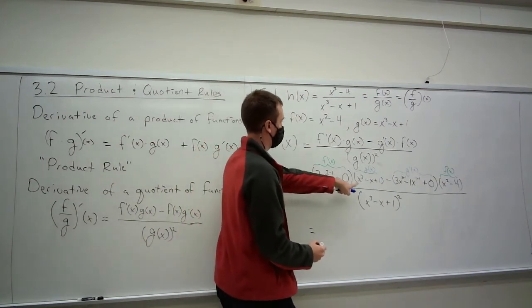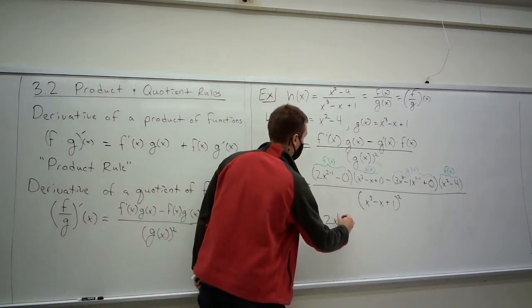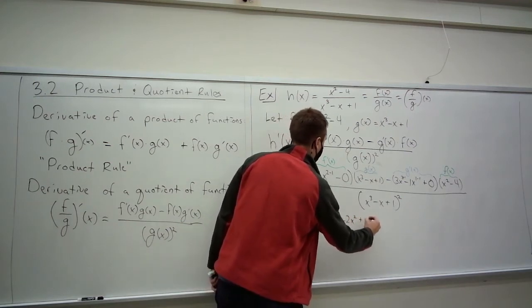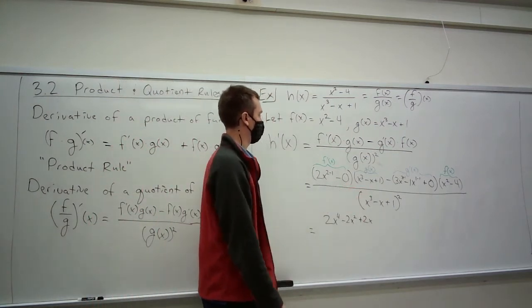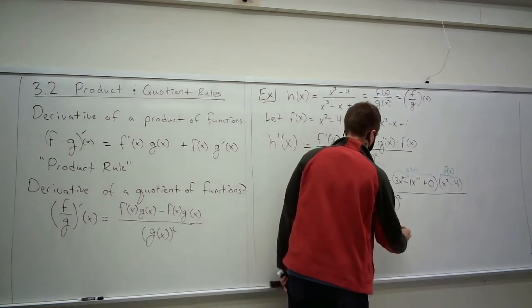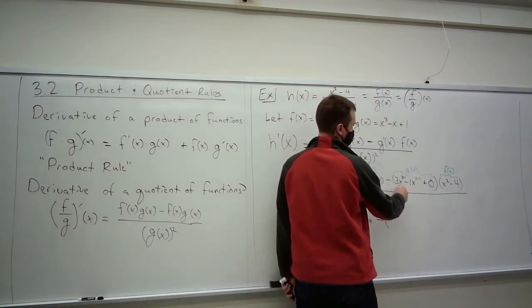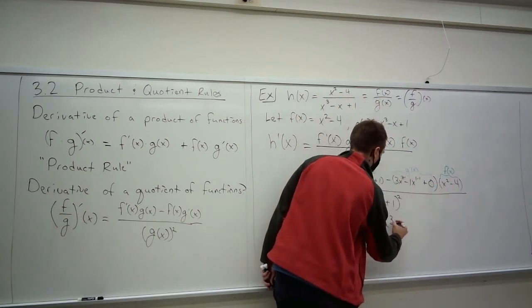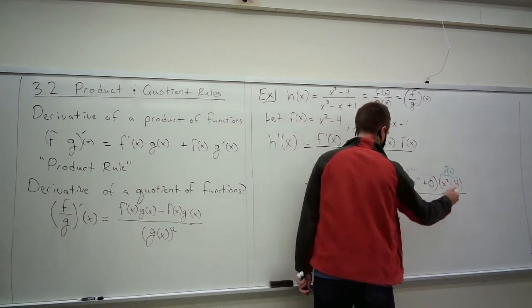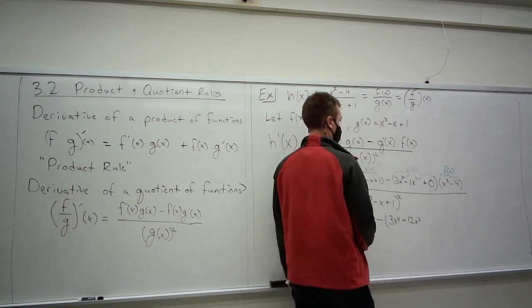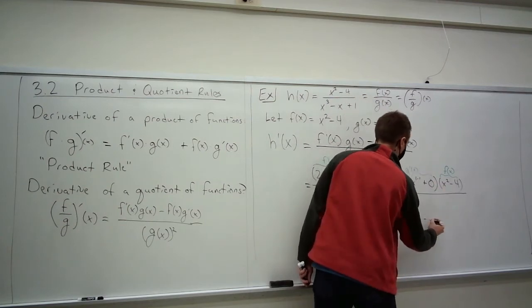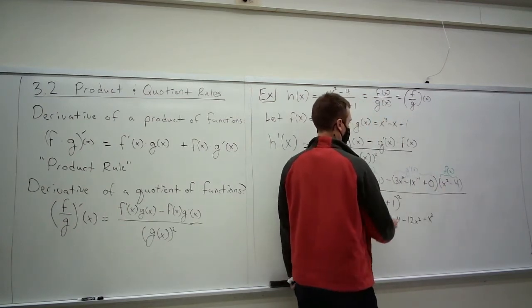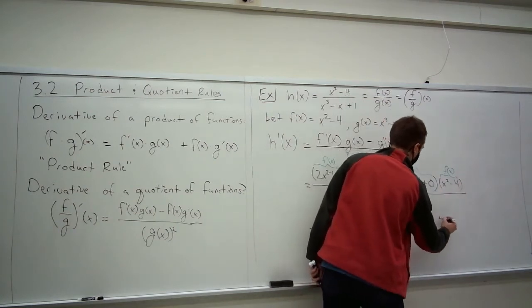This is 2x, so multiplying through gives us 2x to the 4th minus 2x squared plus 2x. That's this product. Minus, this is 3x squared. 3x squared times x squared is 3x to the 4th. 3x squared times minus 4 is minus 12x squared. Minus 1, right? This is x to the 0, so this is just minus 1. So minus 1 times x squared is minus x squared. Minus 1 times negative 4 is plus 4.